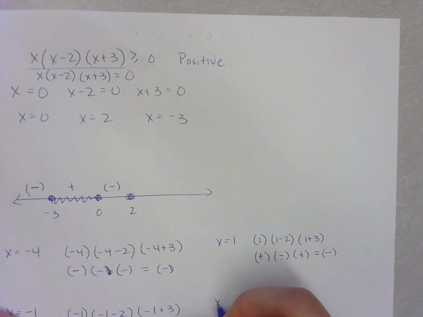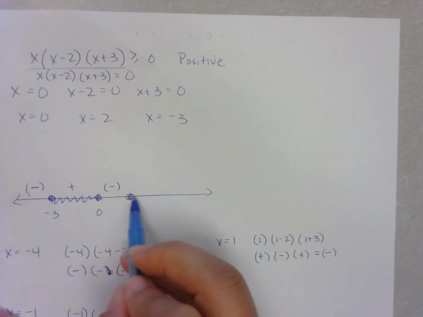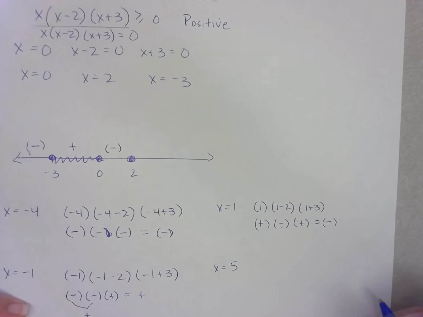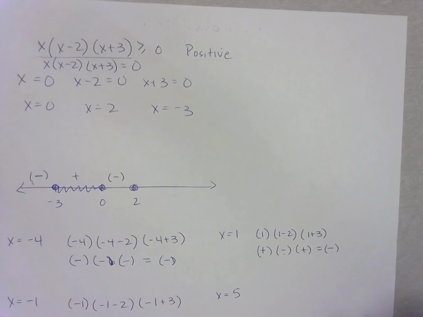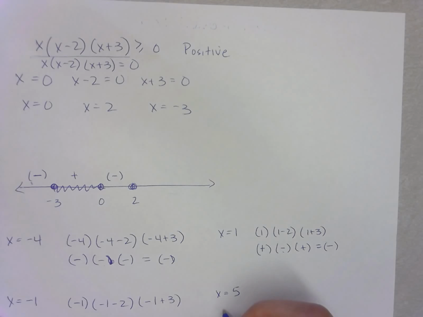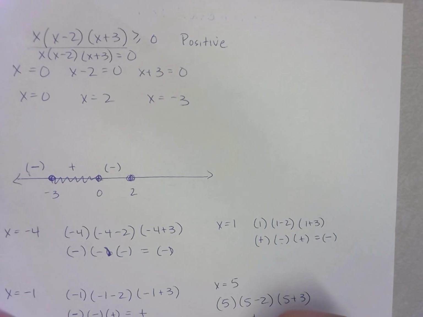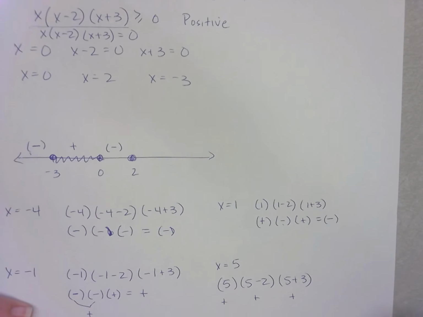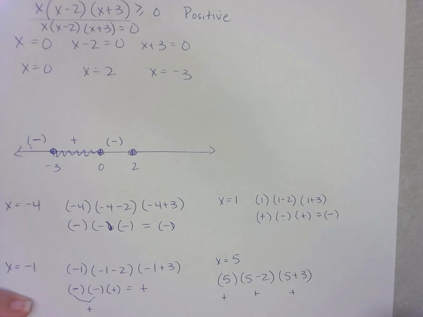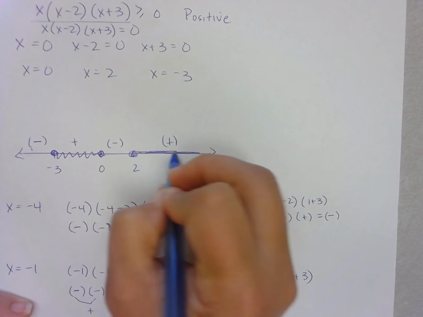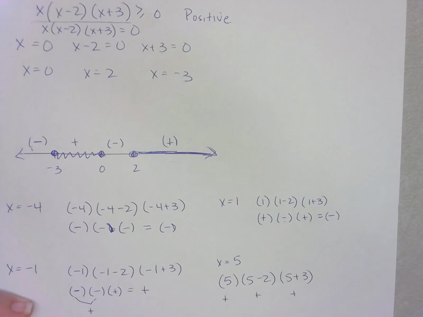All right, so now I just need a number bigger than 2. So last part, I'm going to pick a number in here. I'm just going to use 5. Why not? I could use x as 100 if I wanted to. So now I'm going to put in 5, that's my x, times 5 minus 2, times 5 plus 3. This is positive, and this is positive. And when I multiply 3 positive numbers together, I'm going to get a positive value. And so here is my other piece of my solution.